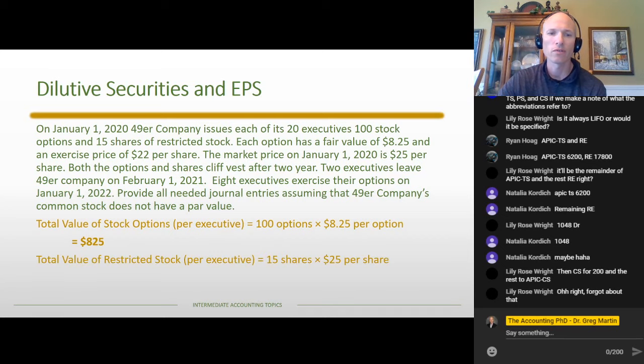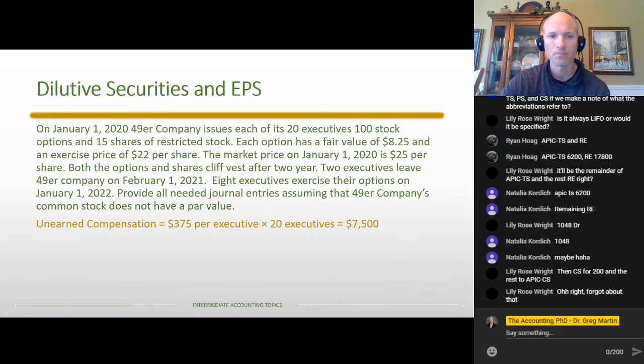And the total value of the restricted stock, that 15 shares, and in this case you use the market price on the day that they are granted. And so the $25 per share means that the total value of the restricted stock is $375. And so just keep those two numbers in mind as we walk through things.